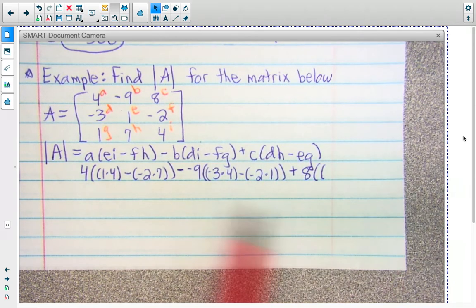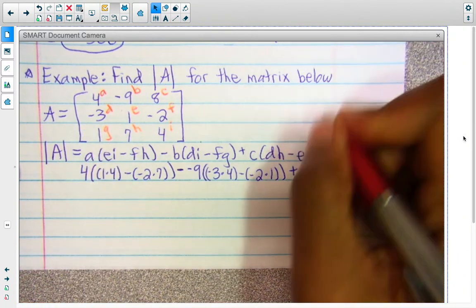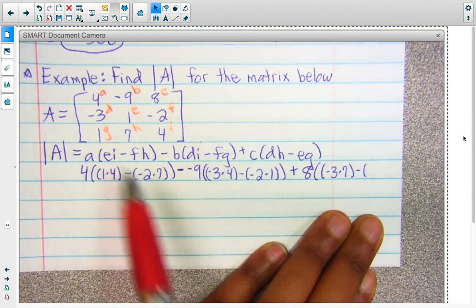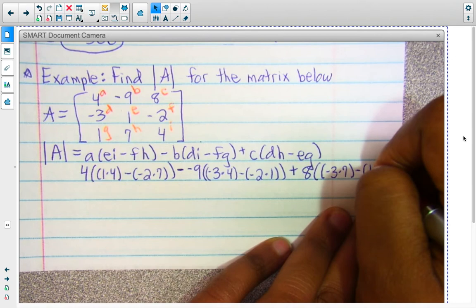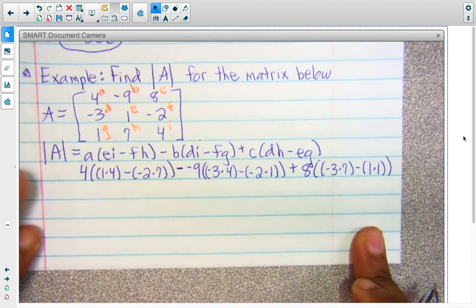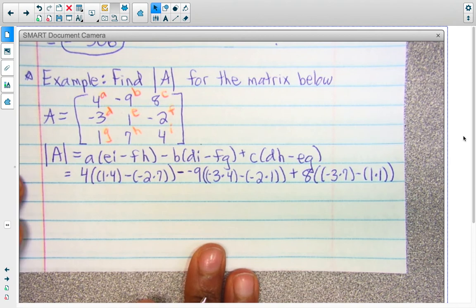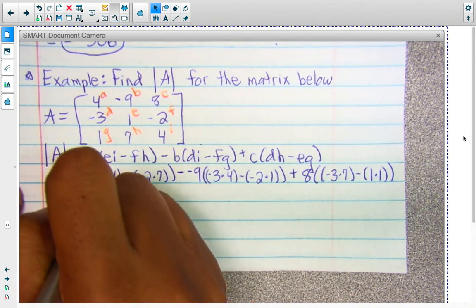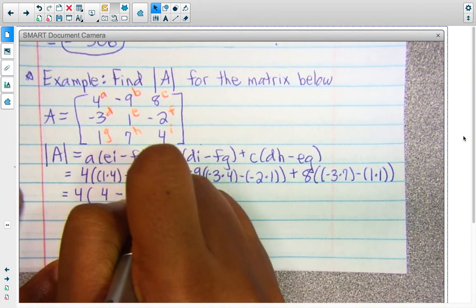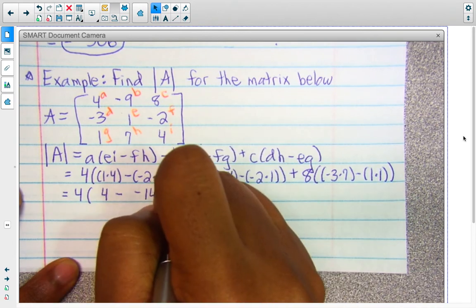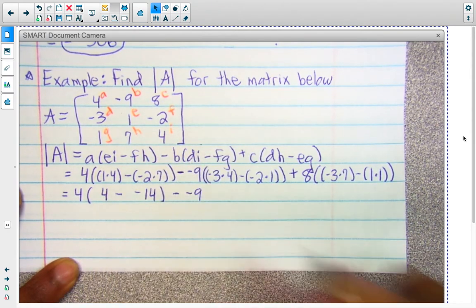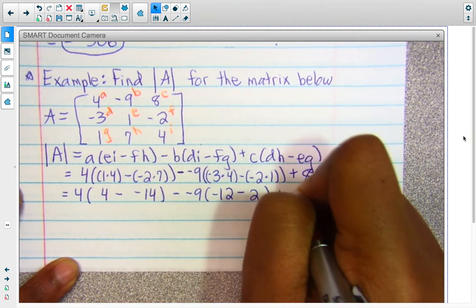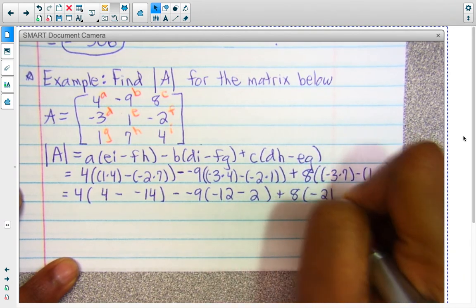It says grab D and H. So this is D and H. So -3 times 7 minus E and G, which are both 1s. Okay. If you would like to do one more additional step, so there's not so much in the calculator, so this is going to be 4 minus -14. This is going to be minus, and of course you can clean that up. 2 negatives make a positive. -12 minus 2, and plus 8 times -21 minus 1.